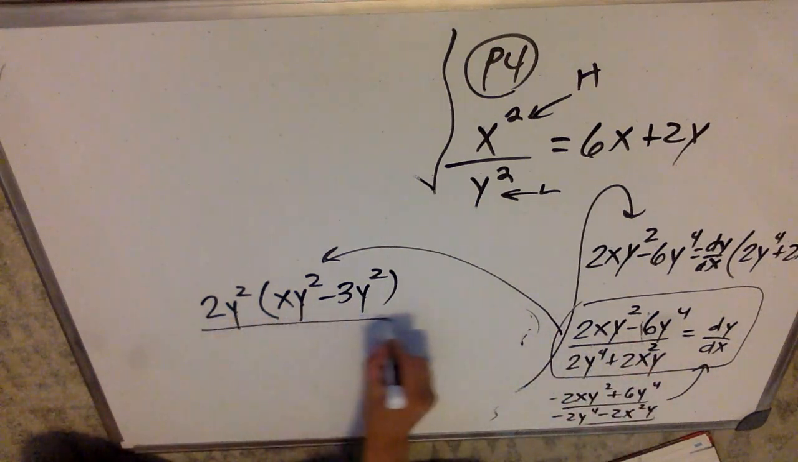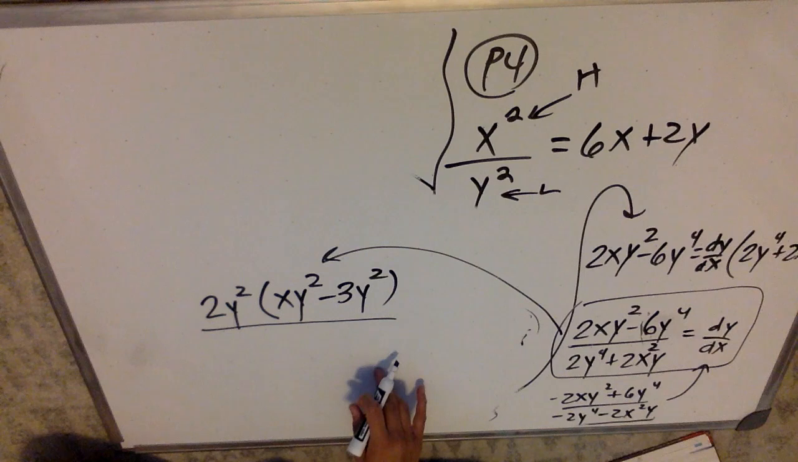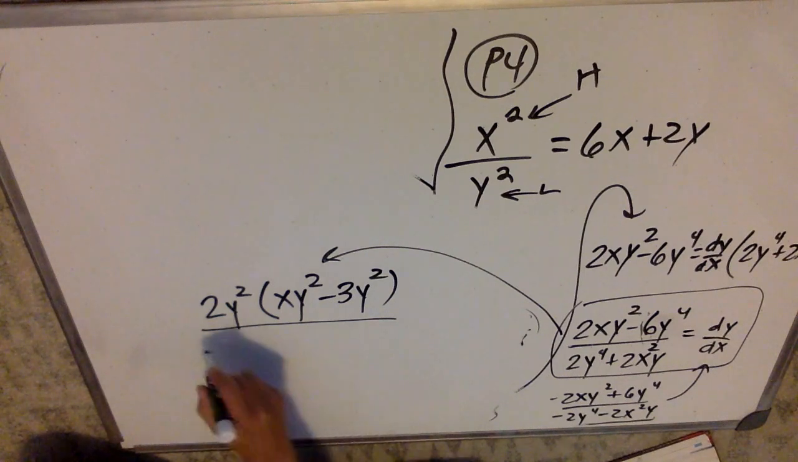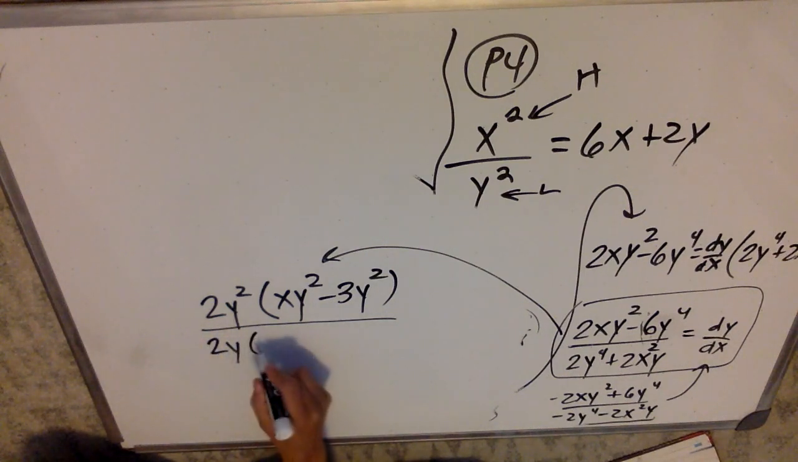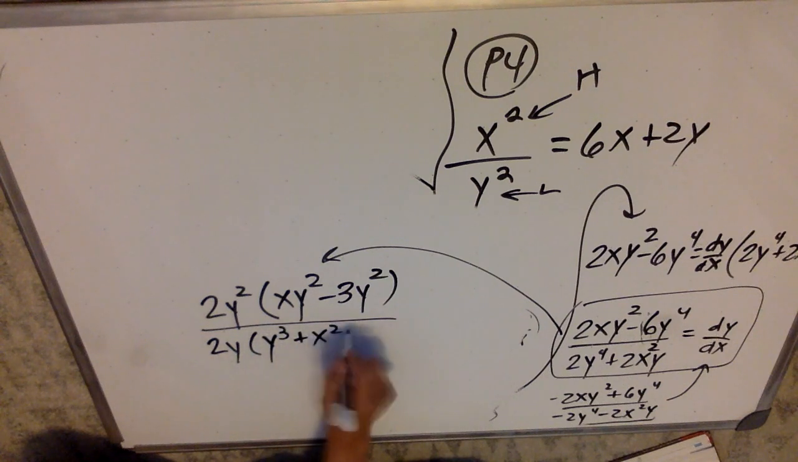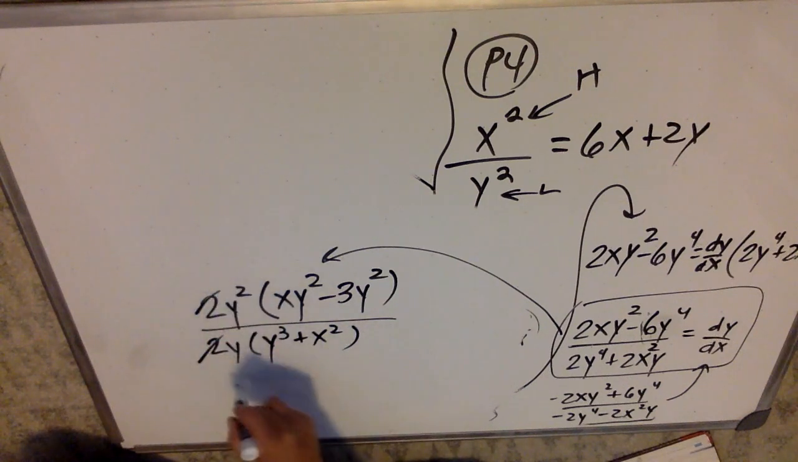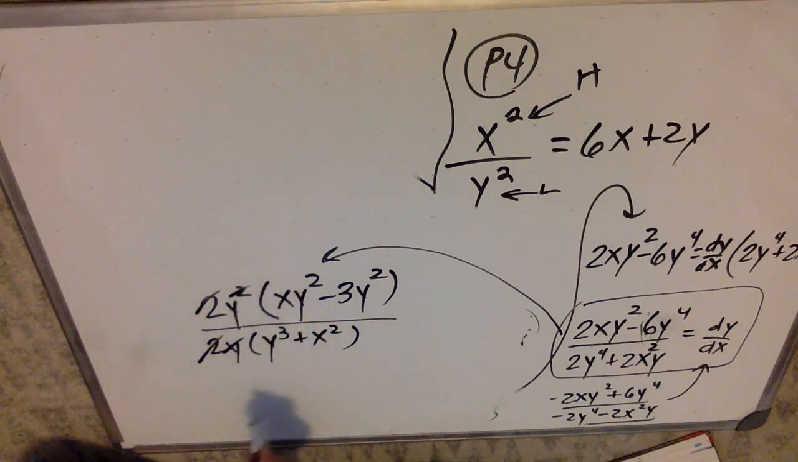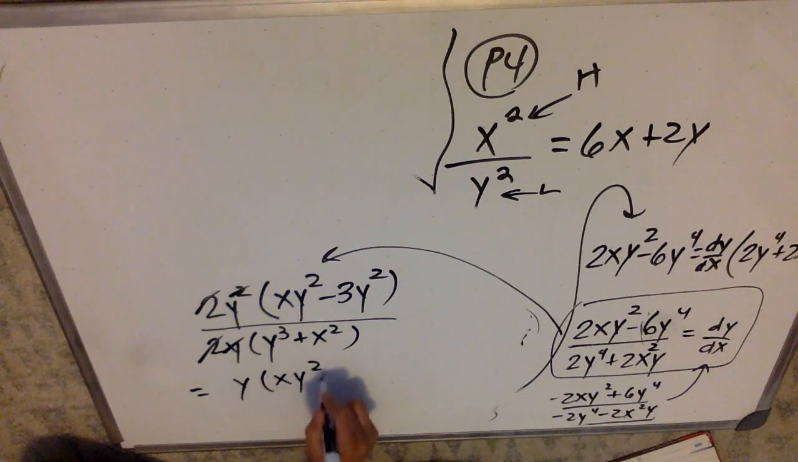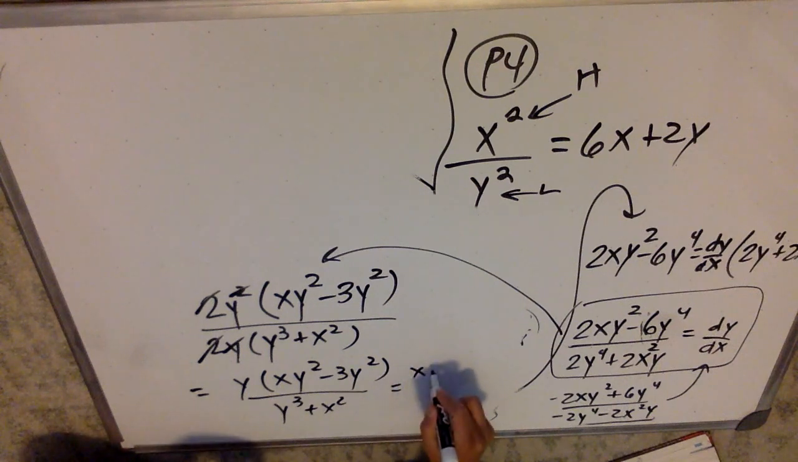On the bottom, you would be able to take out a GCF of 2y. So you'd be left with y cubed plus x squared. So it's likely that the 2's are going to cancel and that one of the y's is going to cancel. So you're probably going to see this answer as y times xy squared minus 3y squared over y cubed plus x squared, or with the y distributed back in.